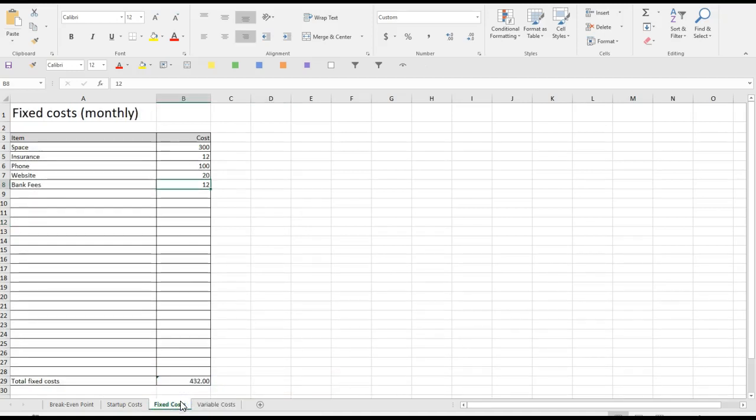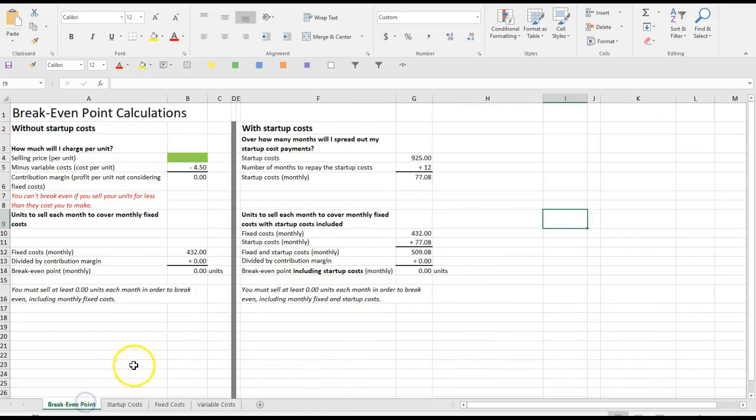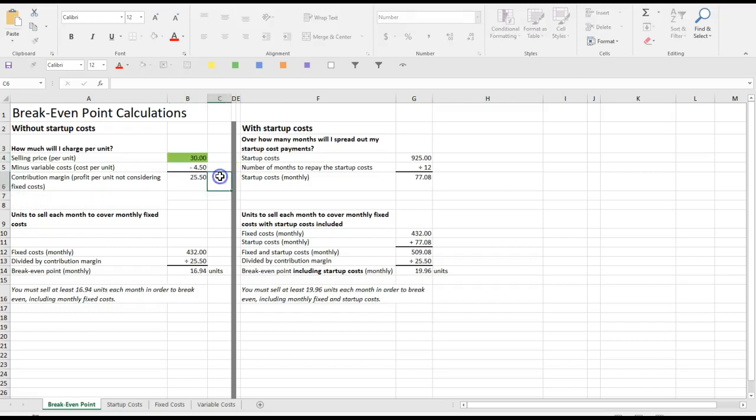my fixed cost per month is $432. My startup costs were $925. Let's talk about how I'm going to calculate my break-even point. So this green cell right here is my sales price per unit. Based on what I'm currently doing, I'm going to say it's right around $30. So if I'm charging $30 per child for this workshop, then here we are.